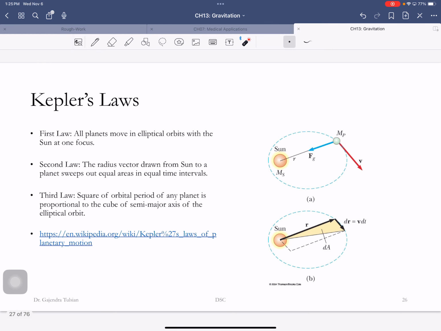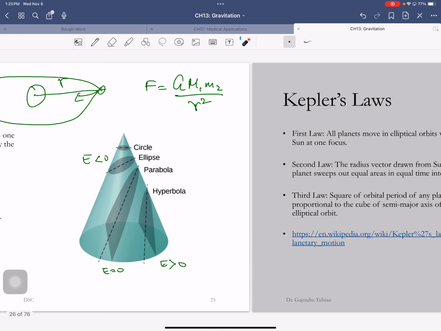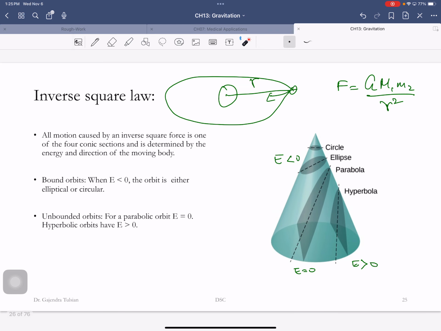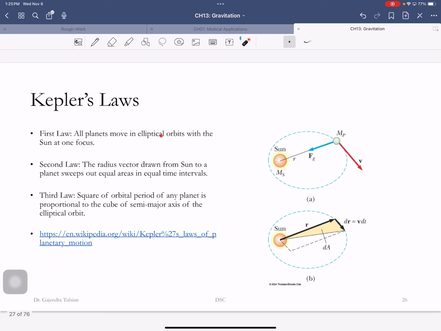So here are Kepler's laws. If you have a bound orbit, then it's one of these conic sections, and the probability is higher that it'll be an elliptical orbit. The probability of a circular orbit is low. So the first law just says all planets have elliptical orbits. It's just a probabilistic statement.